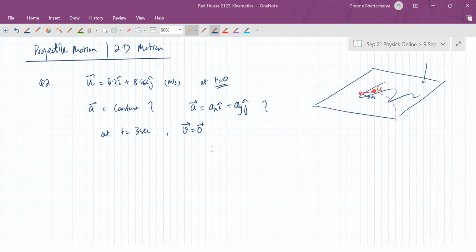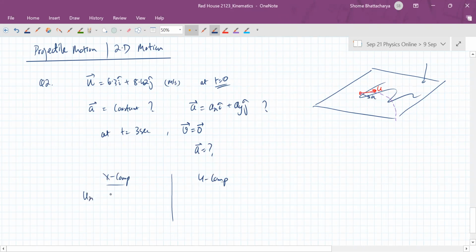So we have to find the acceleration. It's asking for average acceleration, but basically because the acceleration is constant, average acceleration is the same thing as instantaneous acceleration. So we have to find the value of a. So again, what you can do is divide the motion into components: x component, y component.